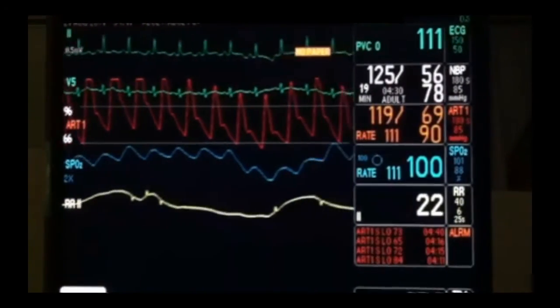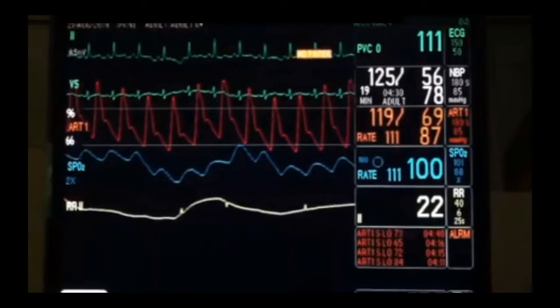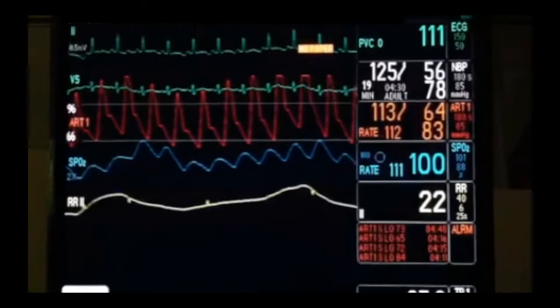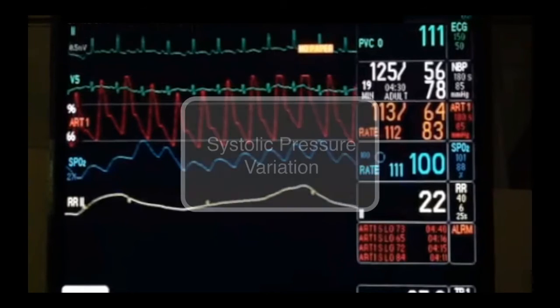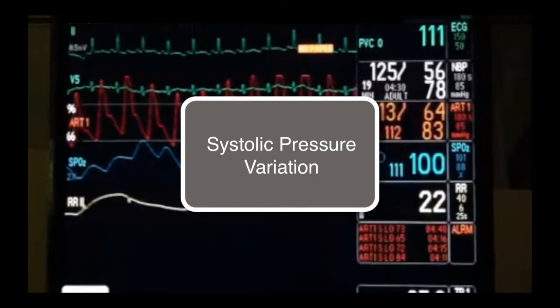All right. Now that A-line is moving up and down, but that isn't pulse pressure variation. It's a very important distinction. What he was actually seeing was systolic pressure variation. Now, systolic pressure variation can be used as a measure of volume responsiveness.